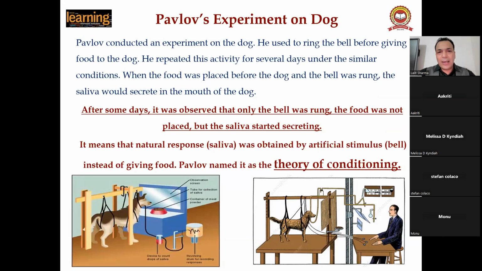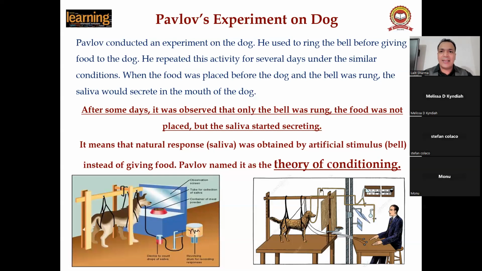To prove his theory, Ivan Pavlov experimented on a dog beforehand. Then after the experiment, he said learning takes place by conditioning. Read this: Ivan Pavlov conducted an experiment on the dog. What he said, he did. He used to ring the bell before giving the food to the dog. He repeated this activity for several days under similar conditions.